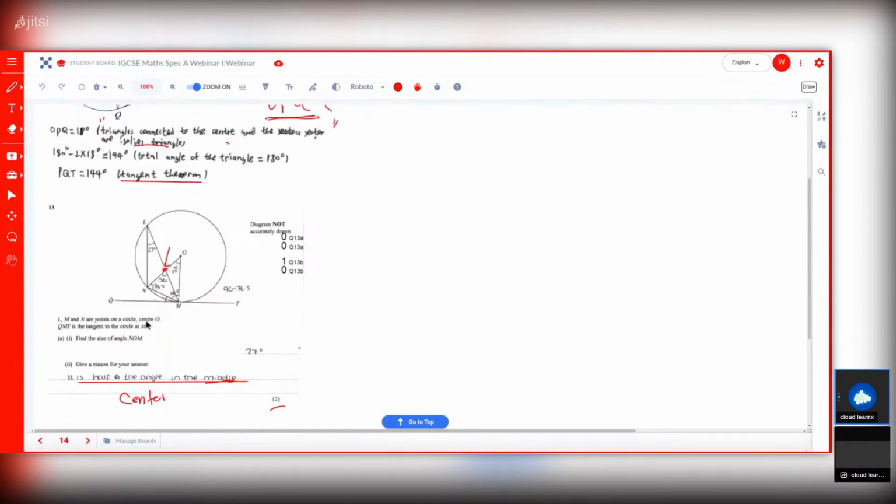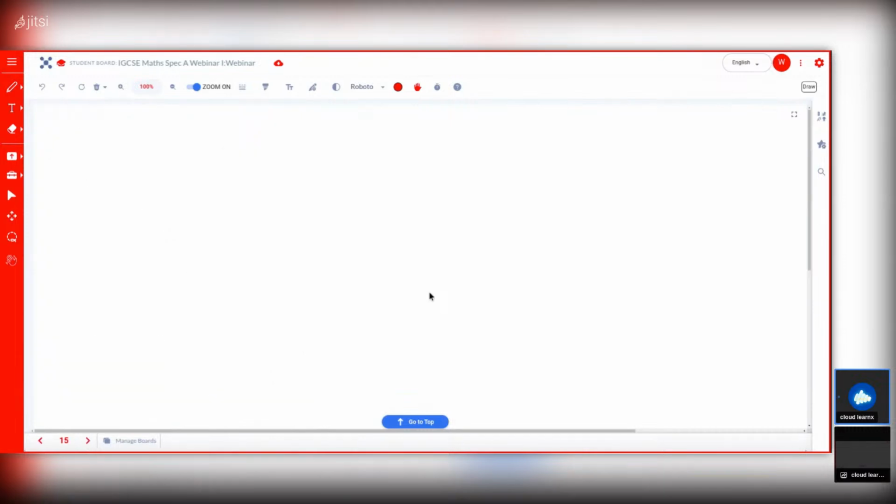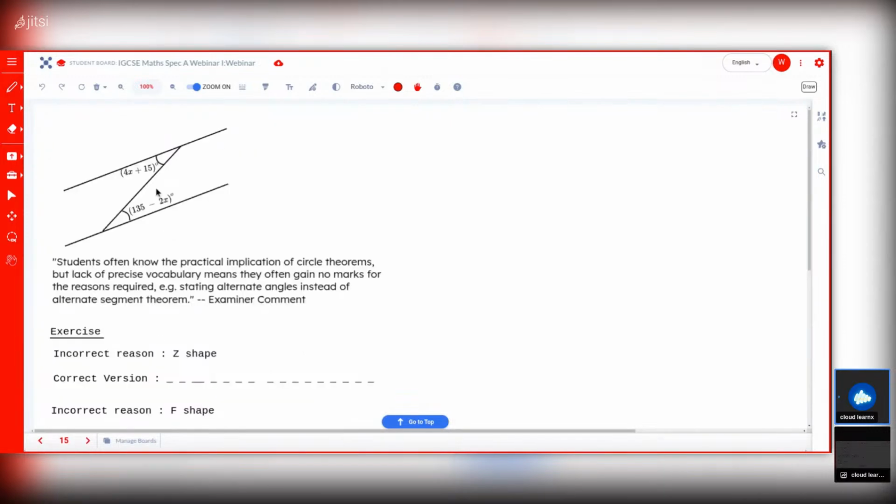This student wasn't able to actually solve it, but many of you will be able to solve it and maybe apply the theorem correctly, but then the reasoning. So here's exactly what the examiner comment is. Students often know the practical implication of circle theorems. They know how it works. They know how to figure it out. They know the shortcuts. But lack of precise vocabulary means they often gain no marks for the reasons required.